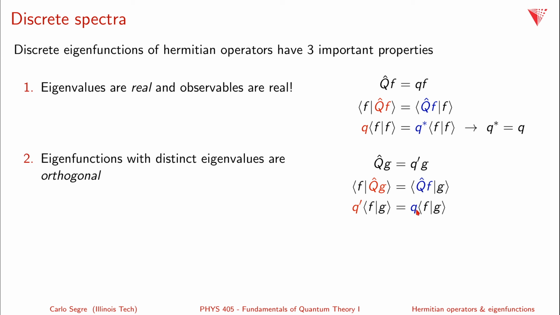Since q is observable, this is real. You can just pull it out and make it a q. And over here, Q applied to g gives me q prime. Now notice that the inner products here are the same inner product. So we can cancel them, and this leaves us with the fact that q prime is equal to q. And so the only way for these not to be equal, if these are distinct eigenvalues, is that the inner product has to be 0. That means that f and g are orthogonal to each other.